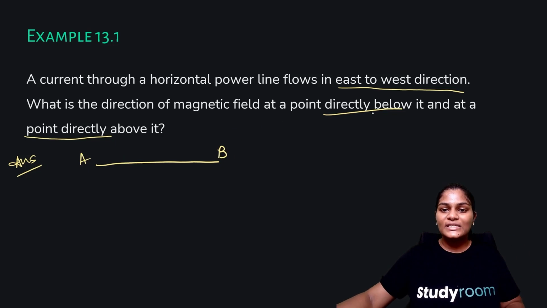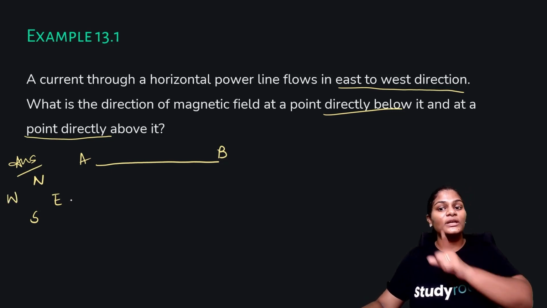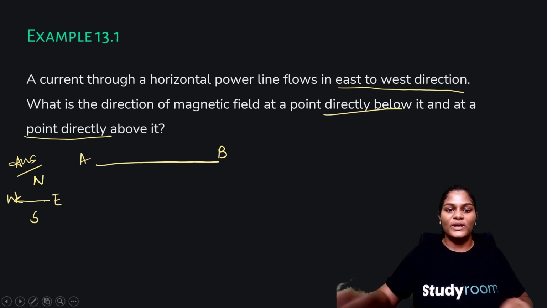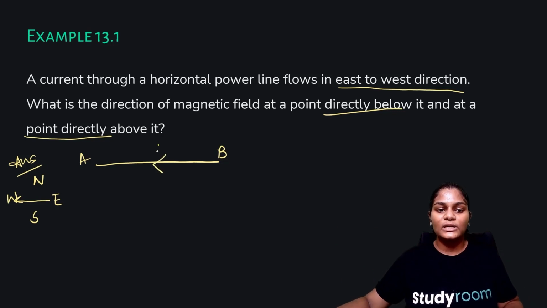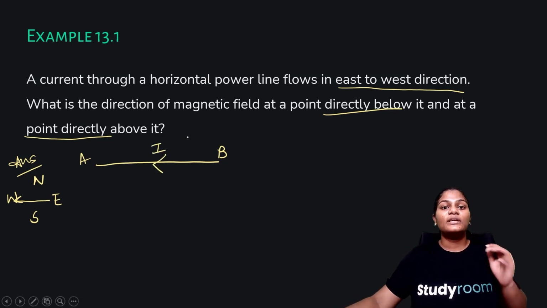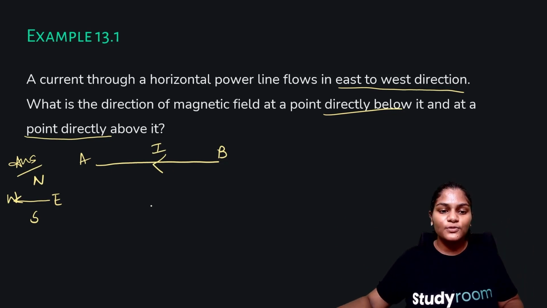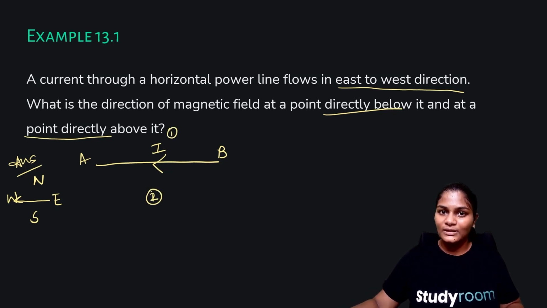Now, what is the east to west direction? We know this is north, this is south, this is east, and this is west, right? So if we're told that the current is flowing in east to west direction, that means from right to left, from east to west. The current is flowing like this. Now we're going to apply the right hand thumb rule. Now we have to find the field directly above it, 1, and directly below it, 2, right?